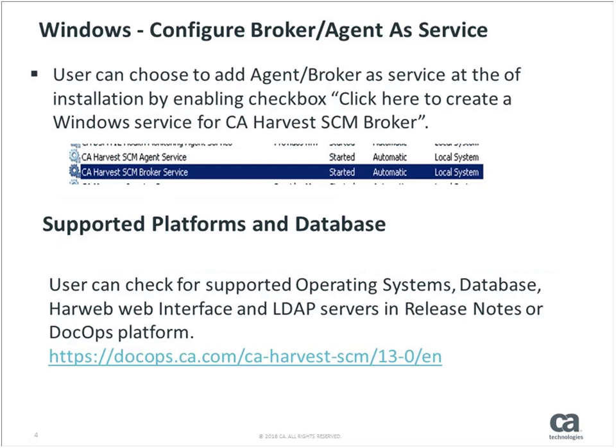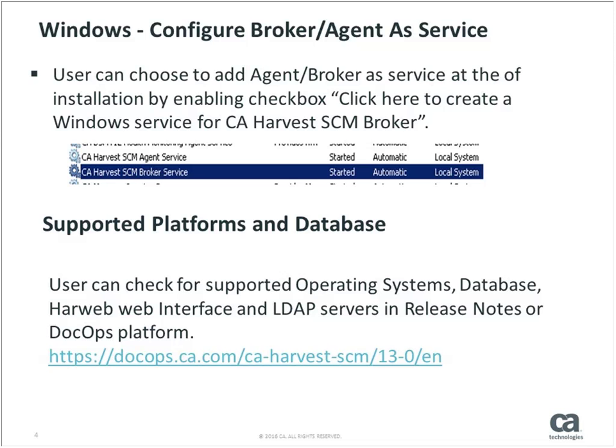And to configure the broker or agent as a service on your Windows machine, please enable the checkbox at the time of installing your server or agent. After successful installation of the server or agent, you'll be able to see the agent or broker as a service on your Windows machine. And if you install the agent using silent installation mode, make sure you add the port number in the hagent.arg file in your SCM home. So once you enable all the settings, you can directly start it from Windows Services Manager.